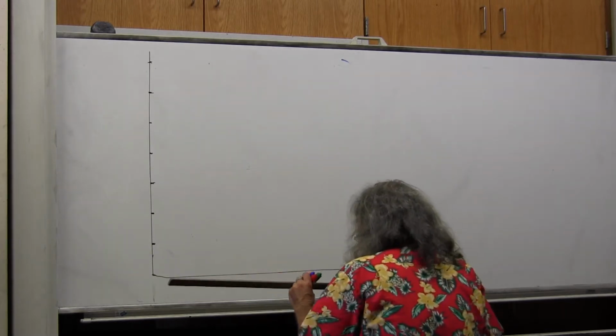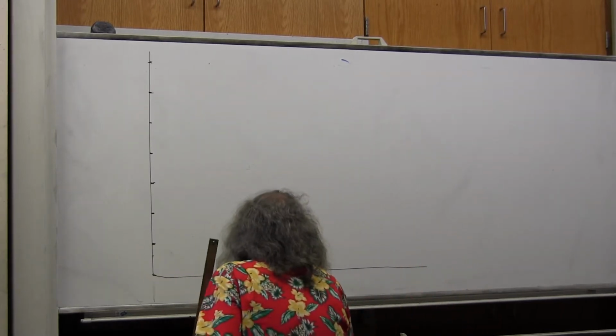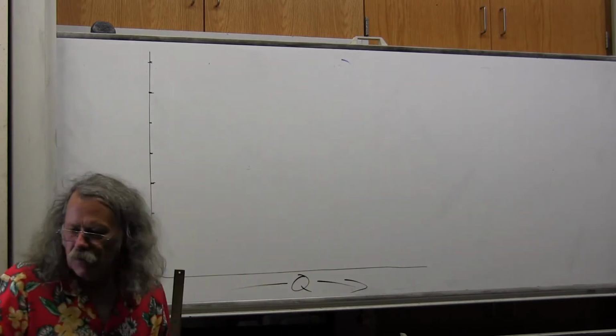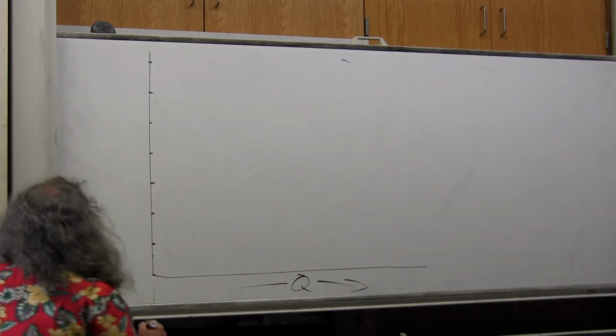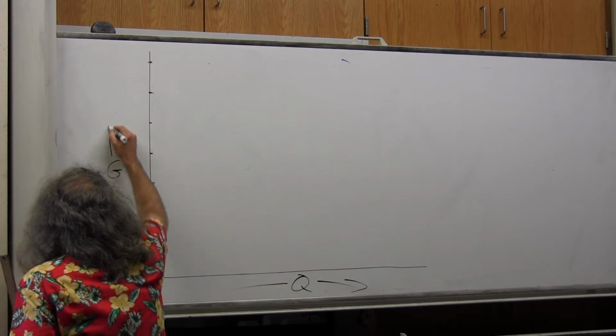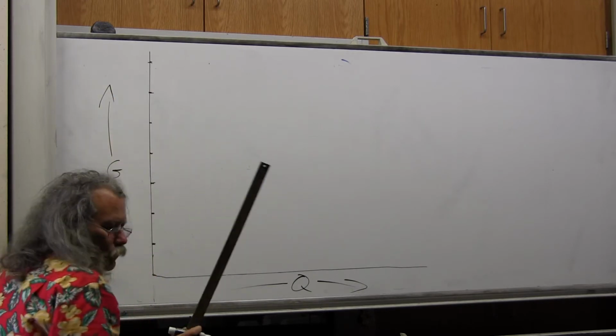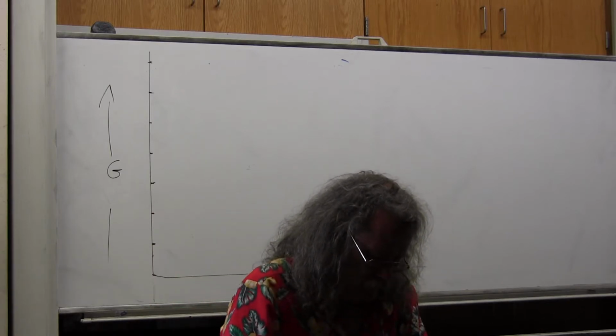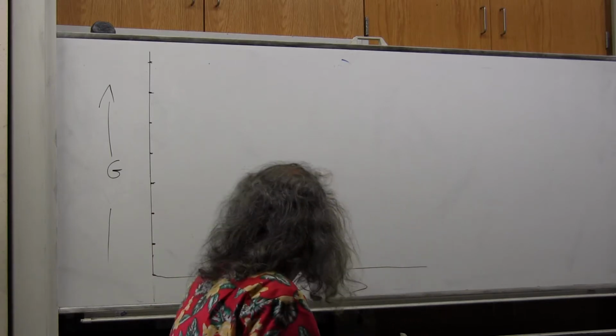I'll put the Q there. And how's it marked on the side? And here we've given a G. And we will have a whole bunch of straight lines, which I will do in blue.